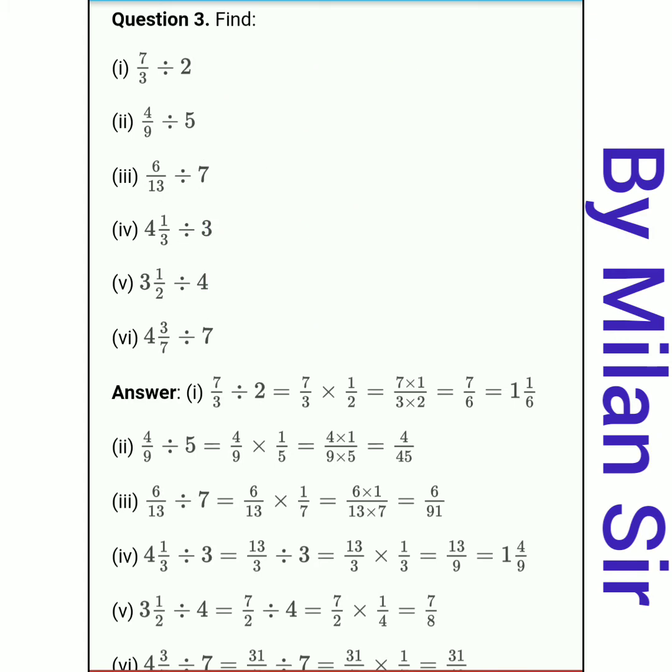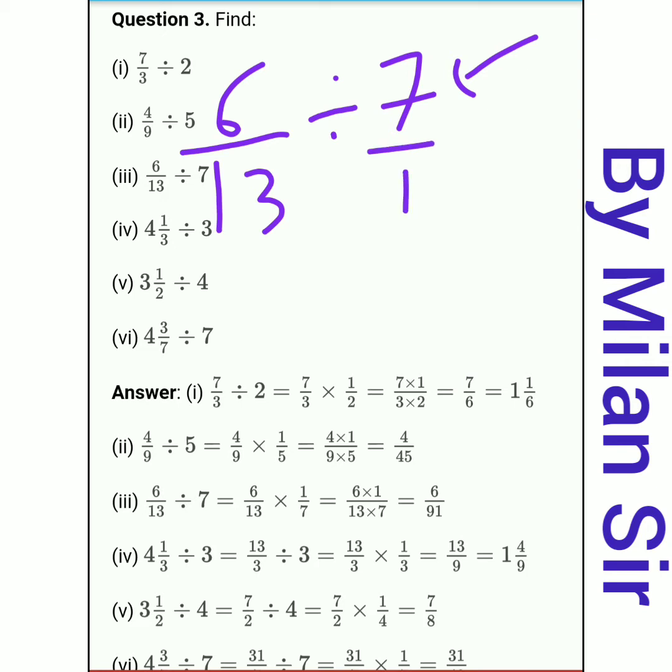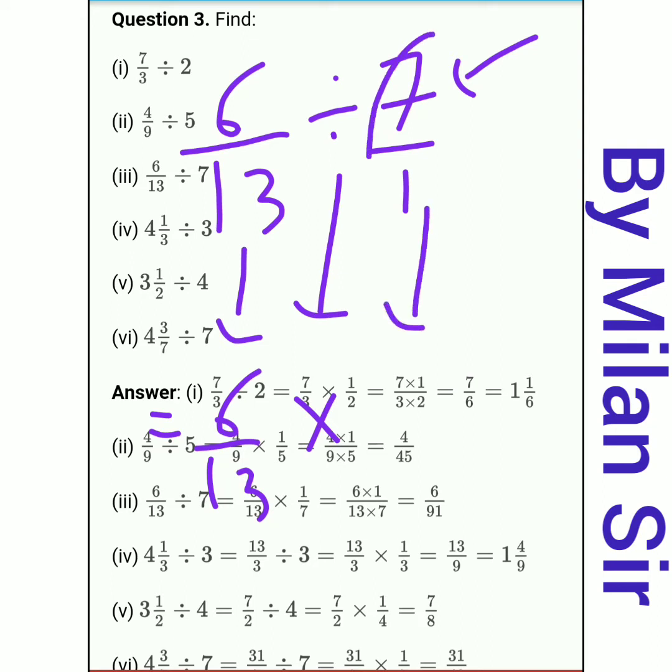Then question number 3, 6 by 13 divided by 7. In the second number nothing is present in the denominator, so we can write 1, right? So 6 by 13 divided by 7 by 1. Now 6 by 13 remains as it is, division becomes multiplication, and the reciprocal of 7 by 1 is 1 by 7, right? That means we need to change the numerator and denominator.